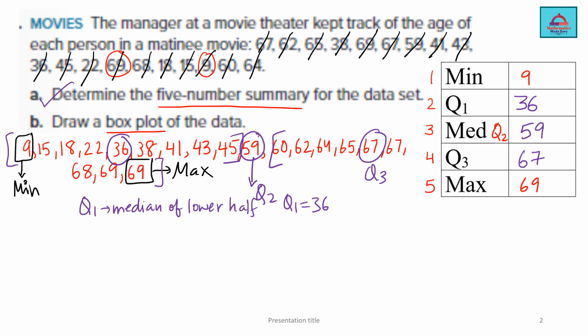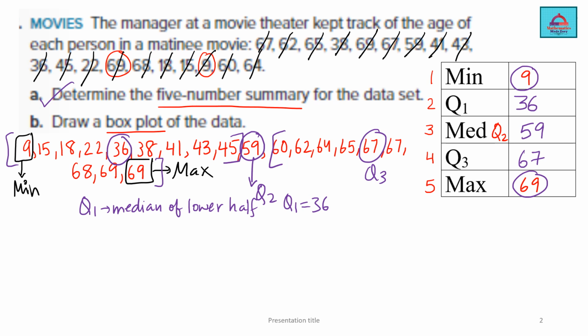Now we have to use these 5 numbers to draw the box plot. That means when you draw the box and whisker plot, the whiskers are going to start from the minimum and end at the maximum. In the middle, there will be a vertical line at the median, and then the box is going to start from 36 and end at 67. What do I mean by this?